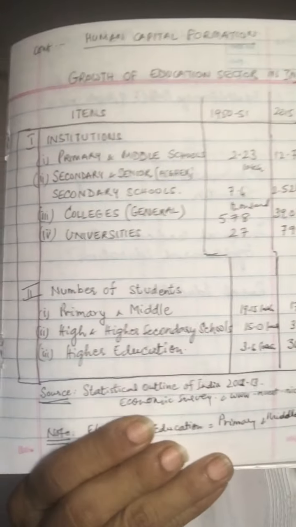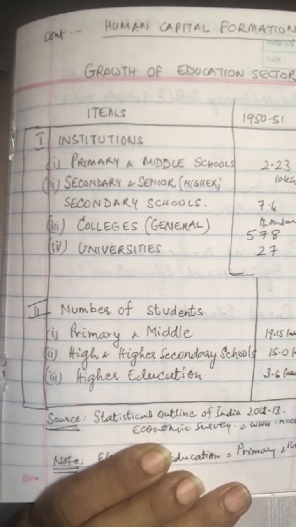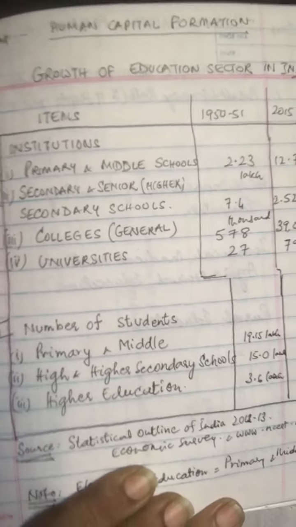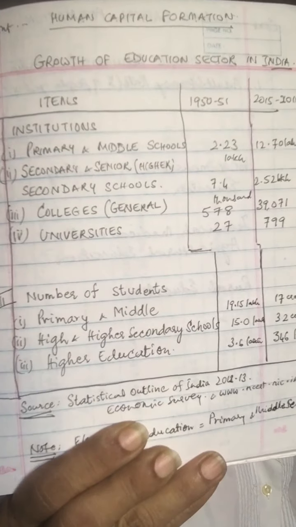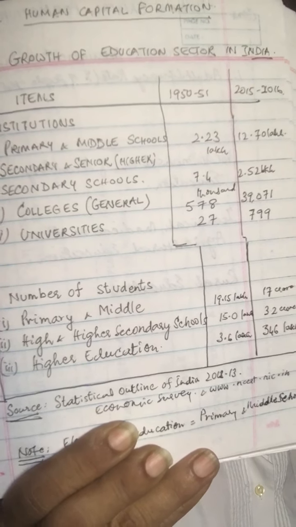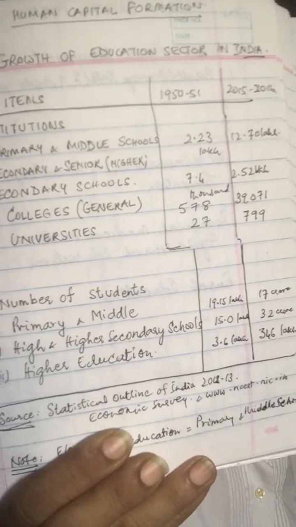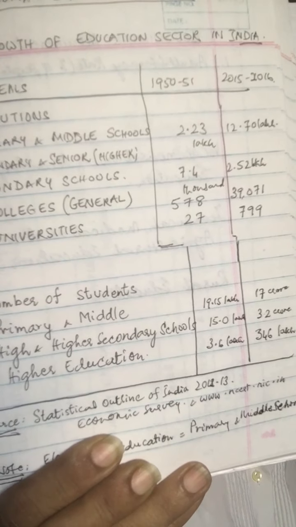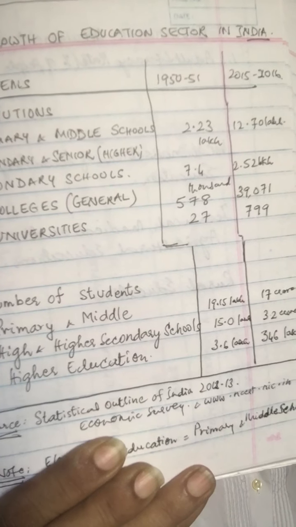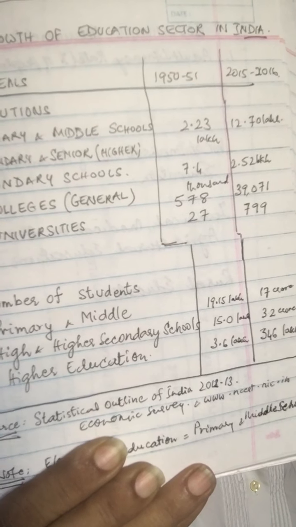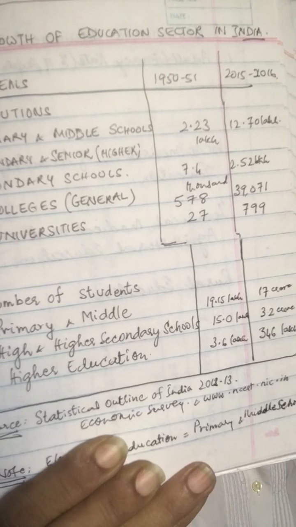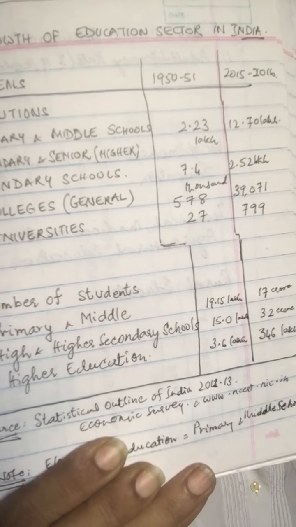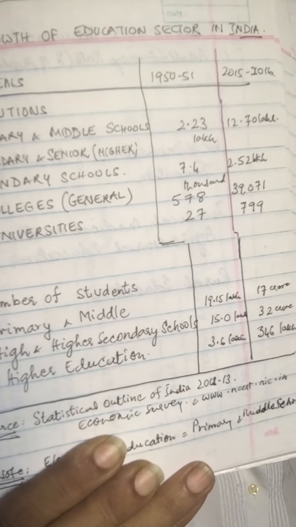So this is a table, and in the table we can observe, these are the observations which, when you see this, you will come to know that it indicates the growth of the education sector in India. So expansion of the general education, as we see in this. The table shows the expansion of the general education during the period 1950-51 and 2015-16.